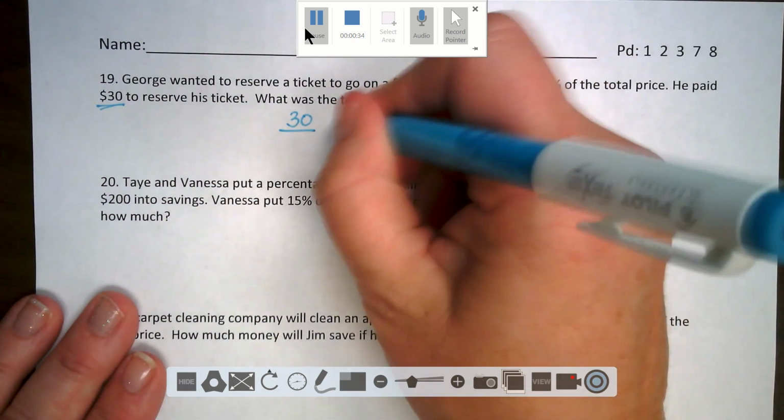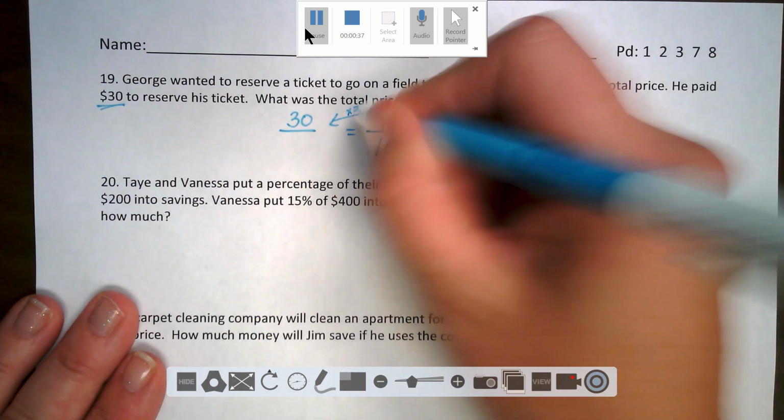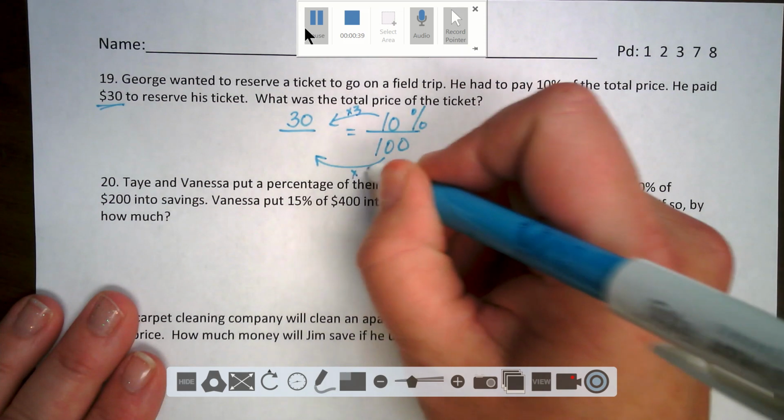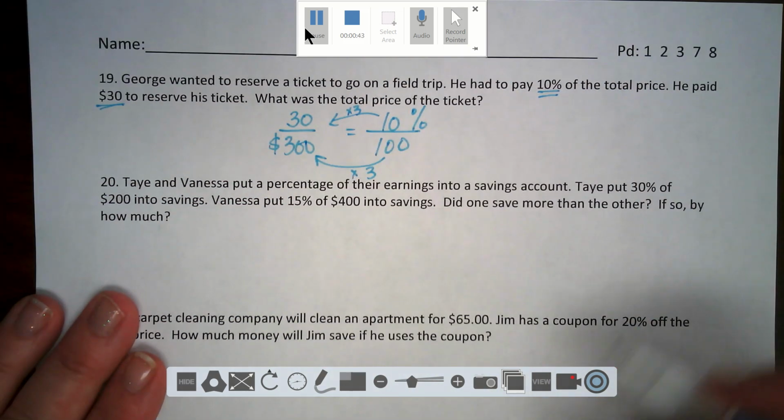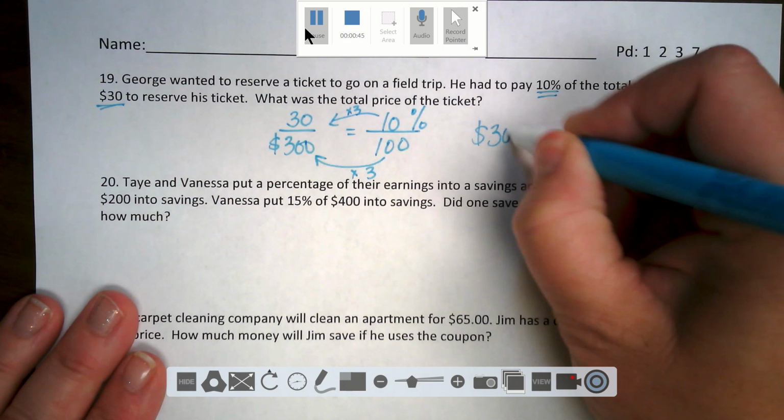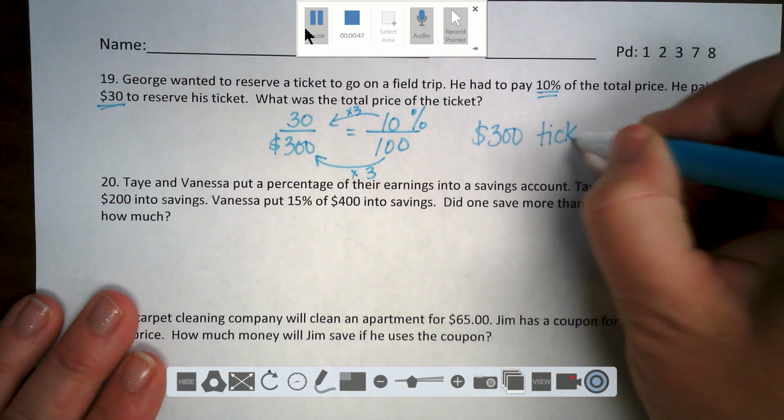How do I get from 10 to 30? Times 3. 100 times 3, $300. That is one heck of a ticket. Let's see, $300 per ticket.